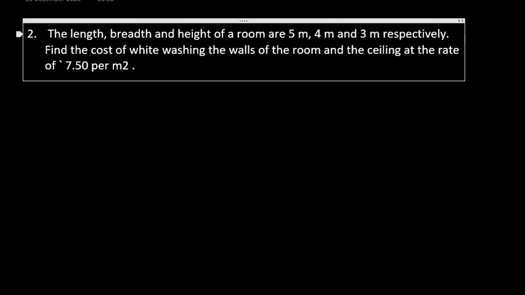The length, breadth and the height of the room are 5 meter, 4 meter and 3 meter respectively. Find the cost of whitewashing the wall of the room and the ceiling at the rate of rupees 7.5 per meter square.